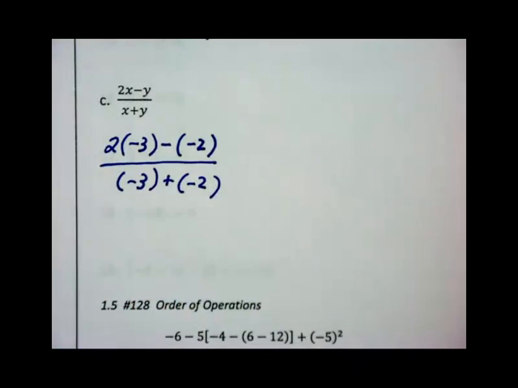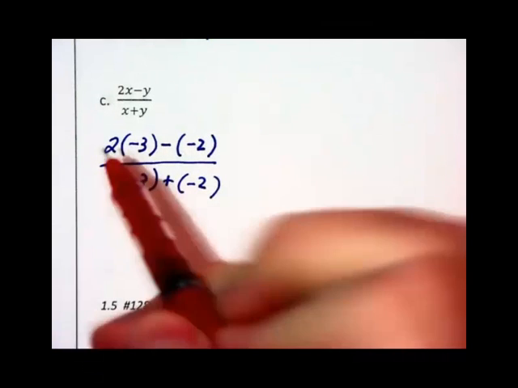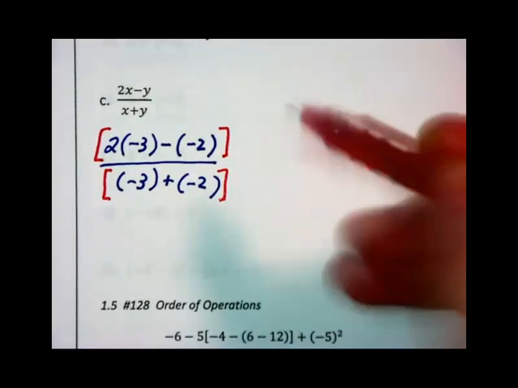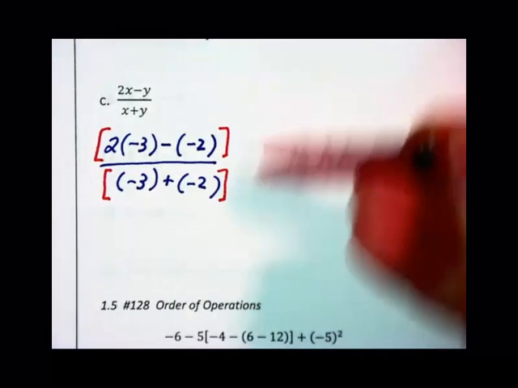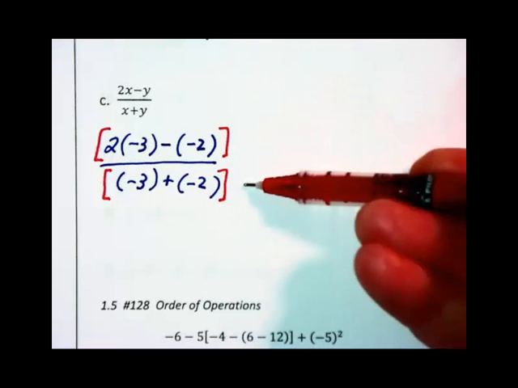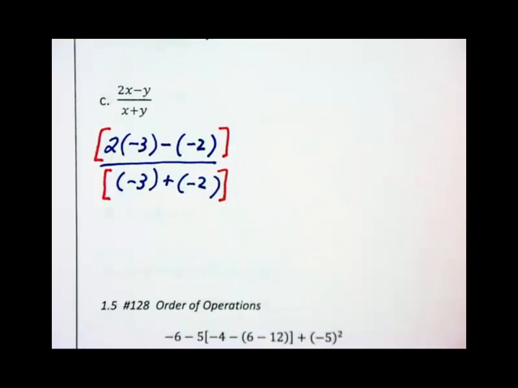Now, something that we don't tell you about, but I'm telling you now, is there is an understood parentheses around the numerator as well as around the denominator, saying that we have two separate problems, so to speak. One in the numerator, one in the denominator. Evaluate the numerator, evaluate the denominator, and then divide them.